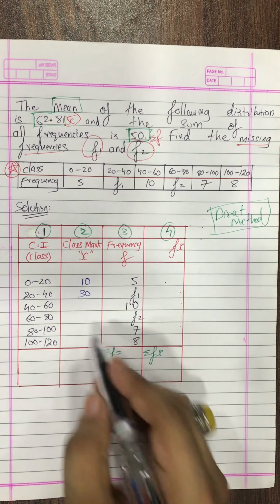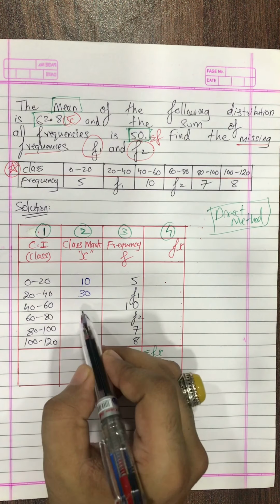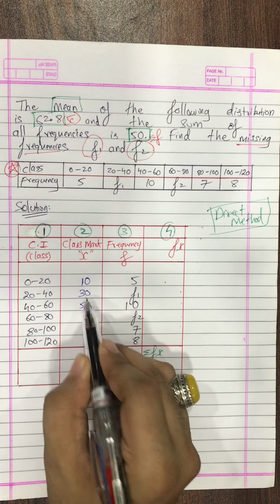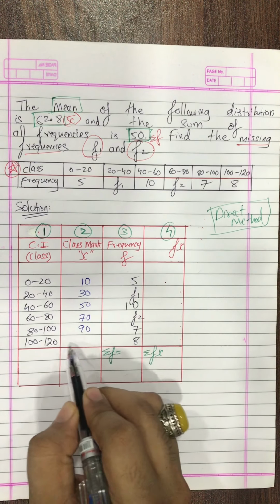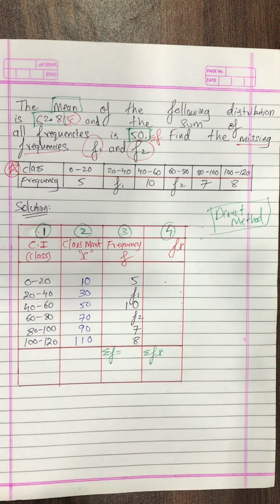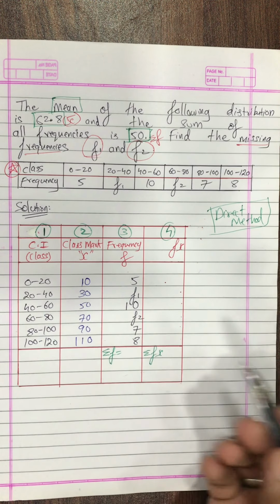Okay, so now I can just go on. 40 plus 60 is 100, upon 2 is 50. So see, 10, 30, 50. So this will be 70, this will be 90, and this will be 110. Okay, I got to know the value of x. Let's do it very fast.